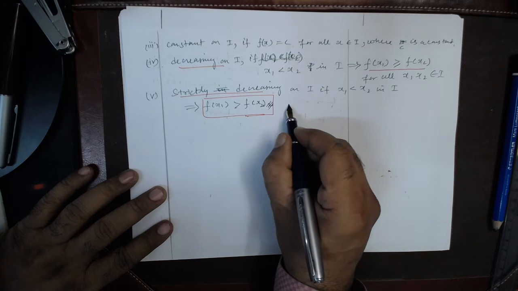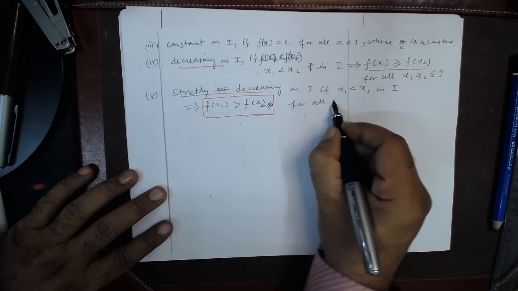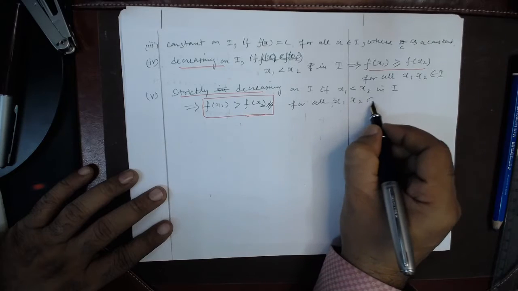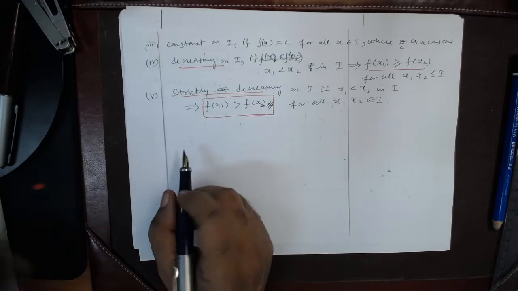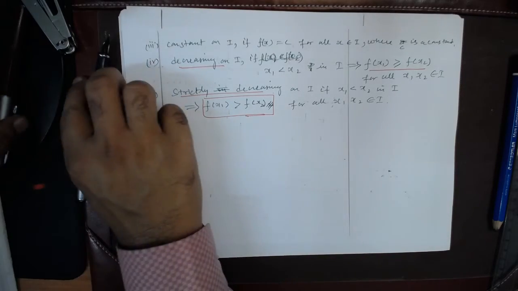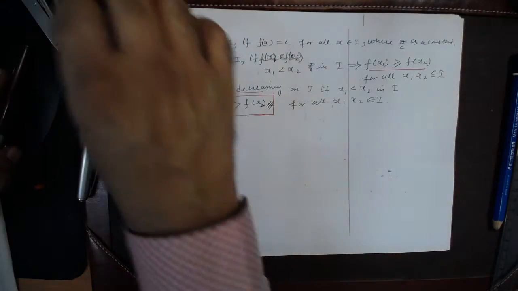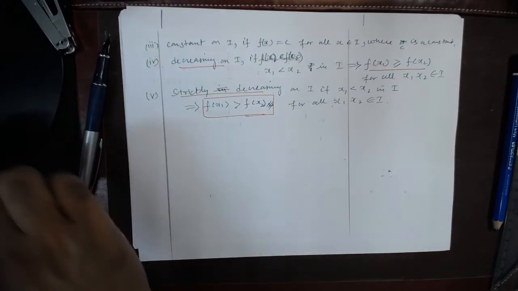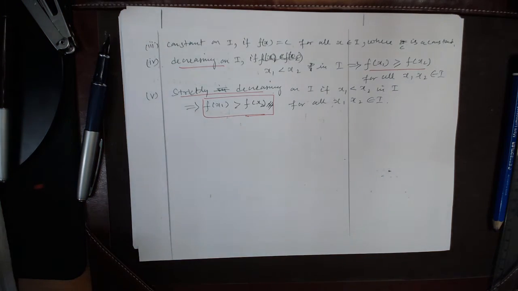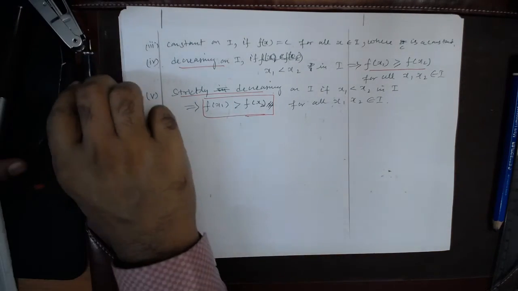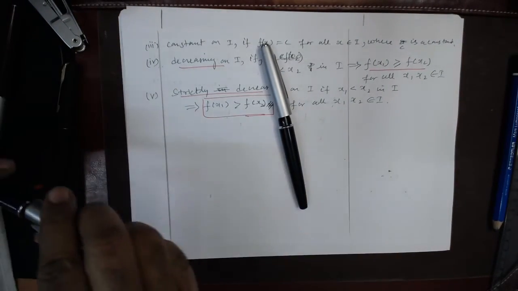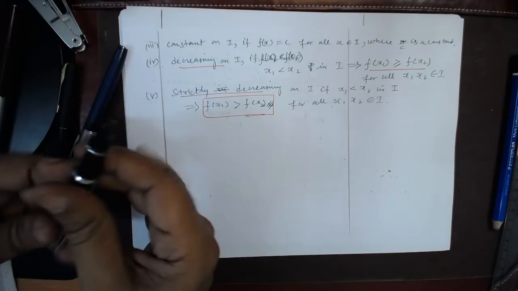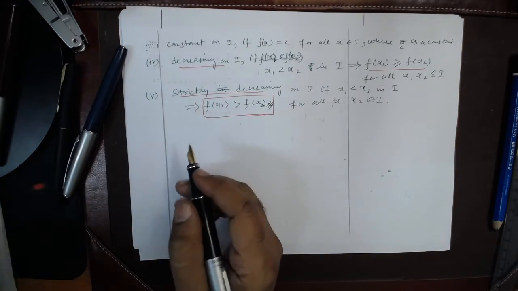So here for all x1, x2 that belong to I. So the graphical interpretation of strictly decreasing function.